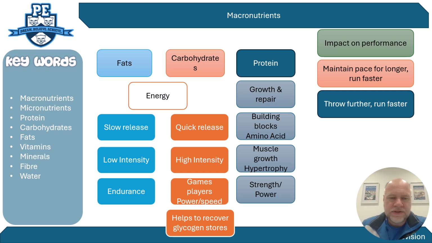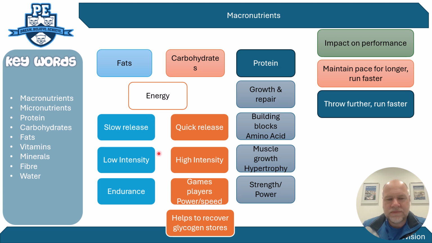So starting off with fats. Fats and carbohydrates, whenever you're talking about both of them, you're going to need to put in the word they're used for energy. The difference is that fat is a slow release of energy, whereas carbohydrates is a quicker release of energy. So both are used for energy, just the speed at which the energy is released.